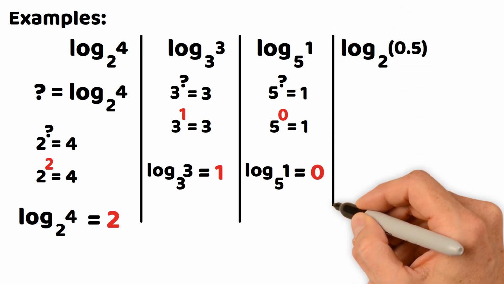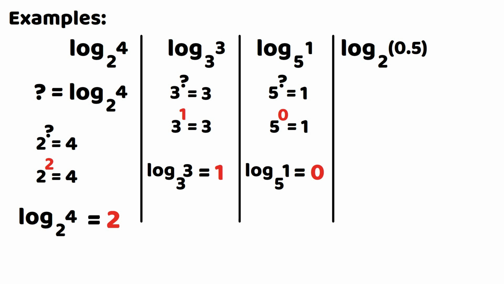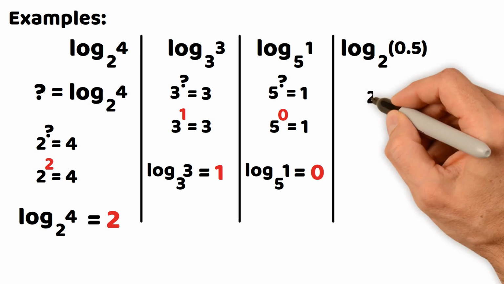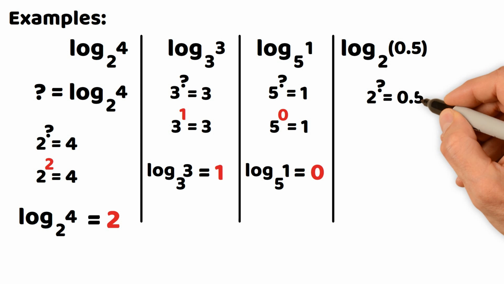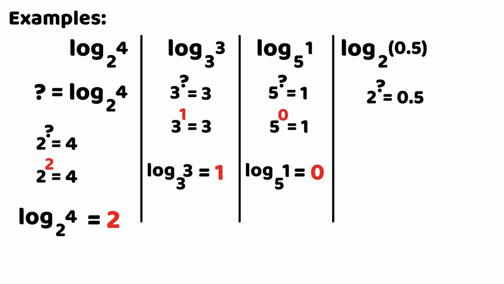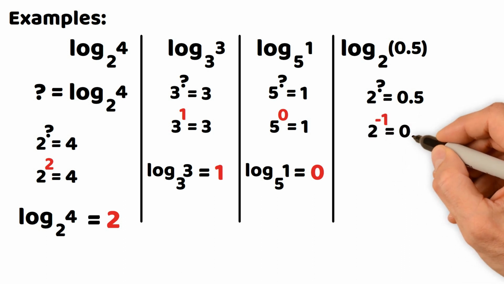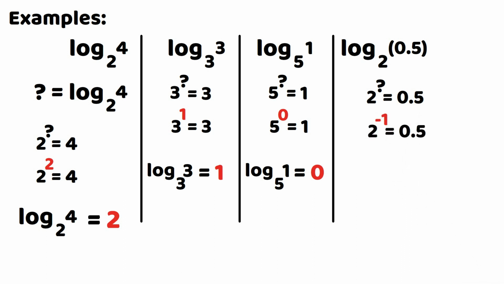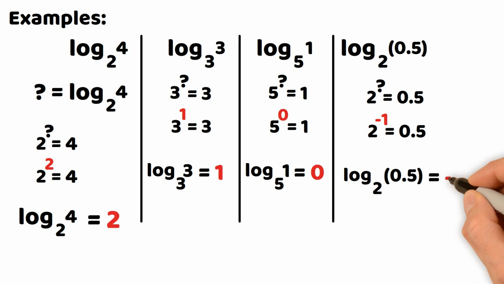Finally, log of 0.5 with a base 2, we need to solve 2 to the question mark equals 0.5. If the exponent is negative 1, then by the rules of negative exponents, we see that 2 to the negative 1 equals 1 over 2 to the first, which is the same as 1 over 2, which is 0.5. So log of 0.5 with a base 2 equals negative 1.